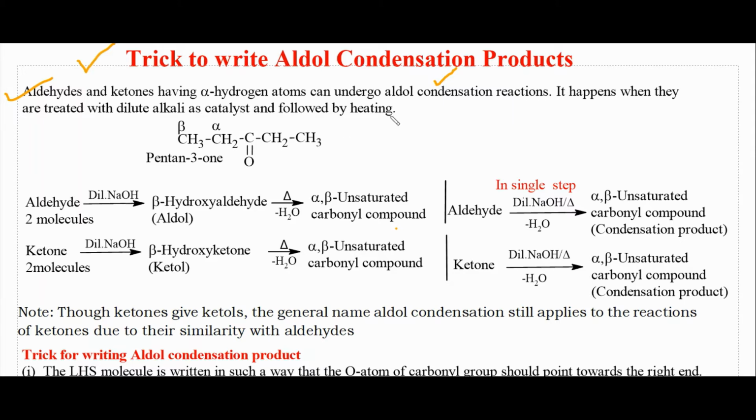Then let us see what reagents are required for bringing about aldol condensation reactions. We require dilute alkali followed by heating. When you treat an aldehyde or ketone with dilute alkali followed by heating, aldol condensation takes place. Suppose I take an aldehyde containing alpha hydrogen atoms. When it is treated with dilute NaOH, two molecules of aldehyde combine to form beta hydroxyaldehyde.